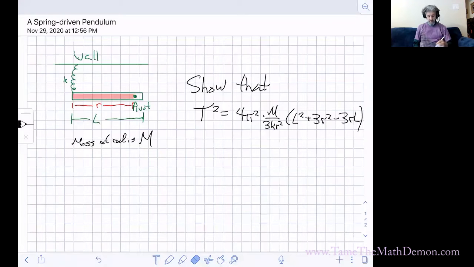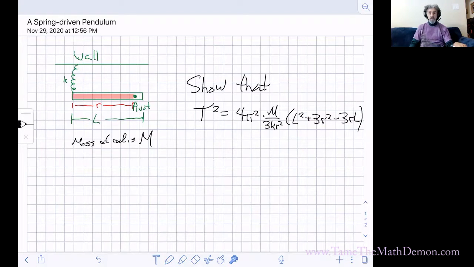Our job is to show that the period, actually the square of the period, for which we usually use capital T, the square of the period is 4 pi squared times the mass of the pendulum over 3 times the spring constant times r squared. Remember, r is the distance to the pivot. And then all that times L squared plus 3r squared minus 3rL.